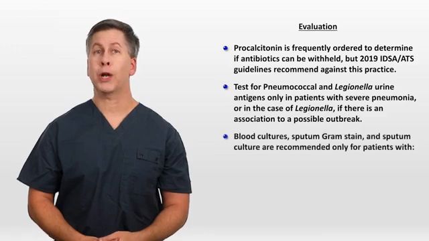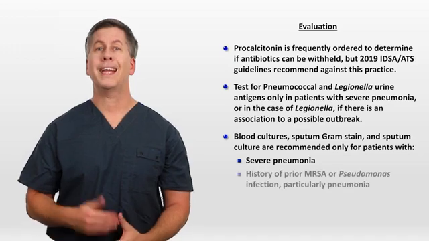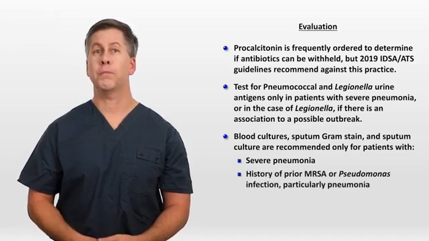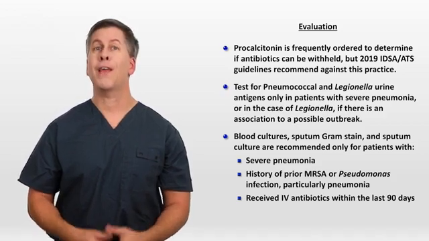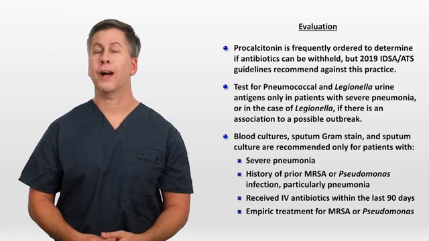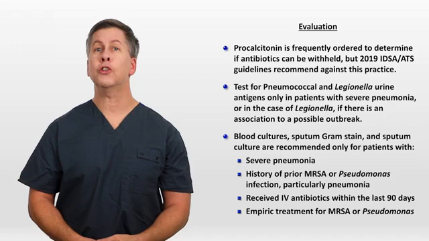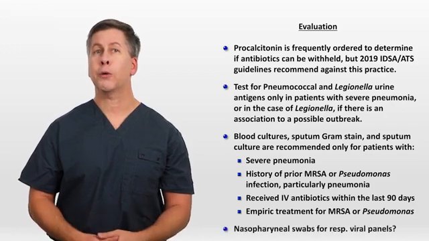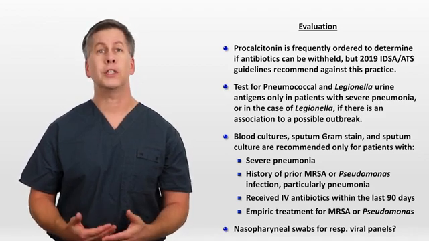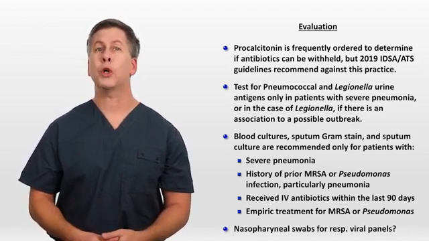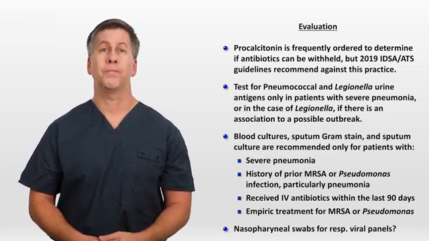Blood cultures, sputum gram stain, and sputum culture are recommended only for patients with severe pneumonia, a history of prior MRSA or Pseudomonas infection, in those who have received intravenous antibiotics within the last 90 days, and those patients who are being empirically treated for either MRSA or Pseudomonas for some other reason. Last, clinicians occasionally order multiplex respiratory viral panels on specimens obtained via nasopharyngeal swab in order to distinguish between viruses and bacteria. However, the literature on this practice is sparse, and pneumonia guidelines don't mention it at all.